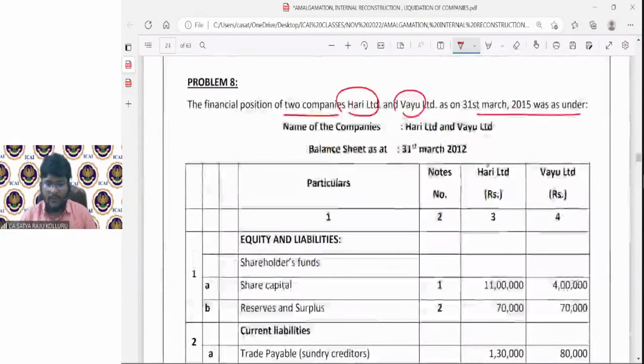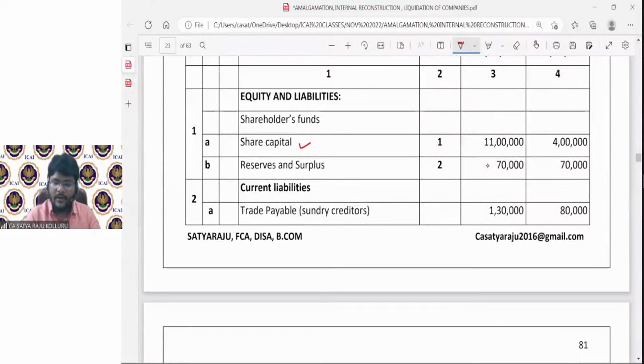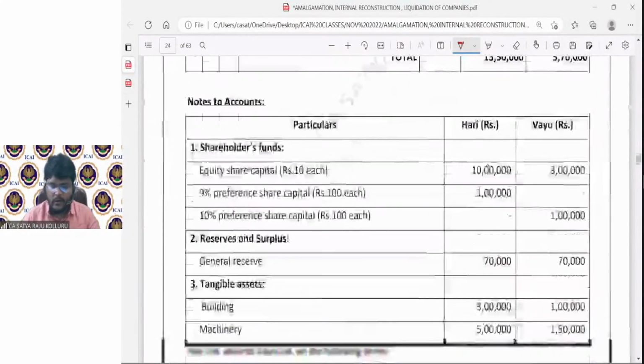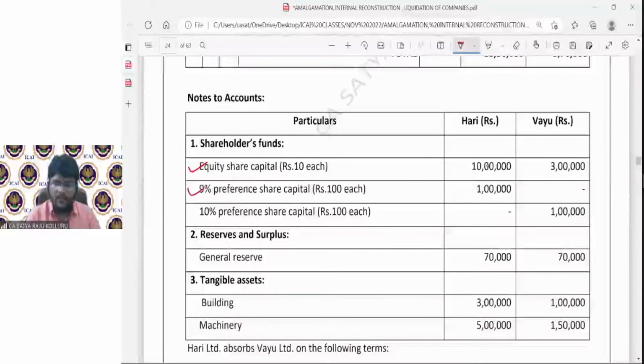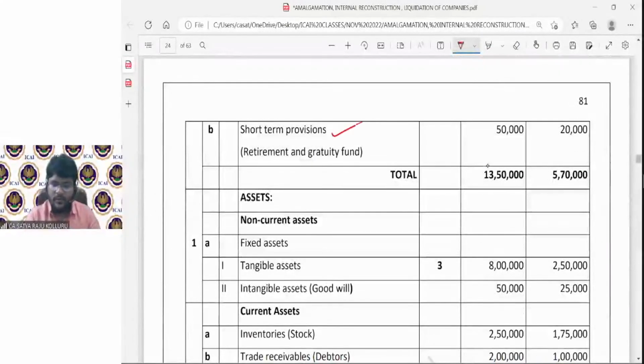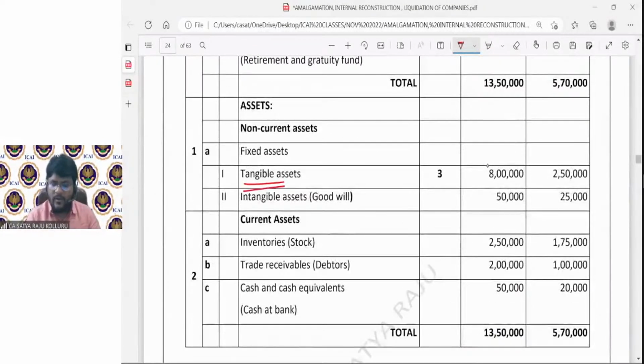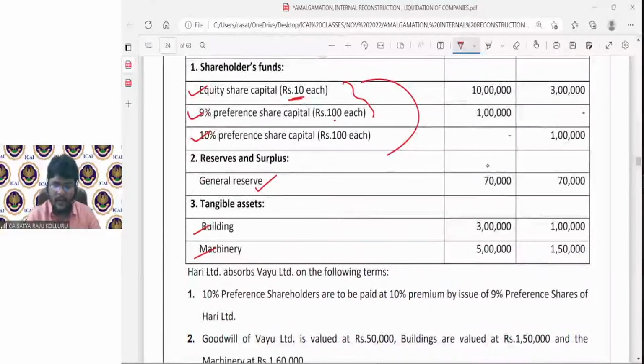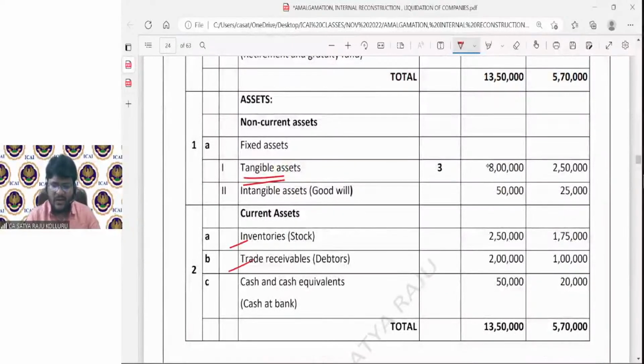Now the given information. Under shareholders' funds, share capital is given, reserves and surplus are given. Under share capital, equity share capital is there, 9% preference share capital is there, 10% preference share capital is there. I mean, for Hari, equity and 9% preference share capital. For Vayu, equity and 10% preference share capital. Equity shares are 10 rupees face value, preference shares 100 rupees face value. Under reserves and surplus, only general reserve is there. Then trade payables and short-term provisions are given. Under tangible assets, the split given is building and machinery. The remaining are general assets: inventory, trade receivables, cash and cash equivalents. And the intangible asset goodwill is also there.